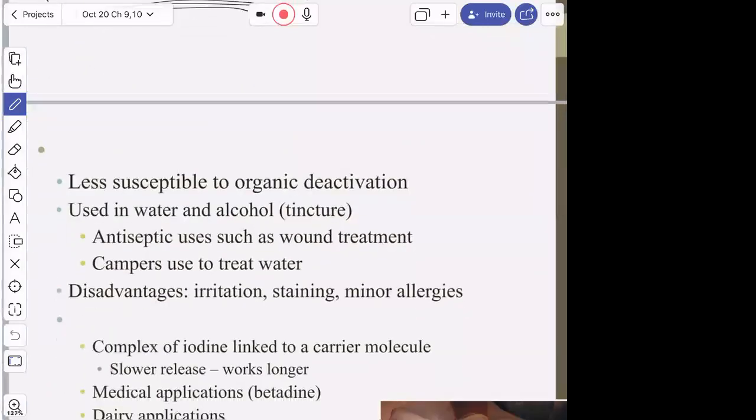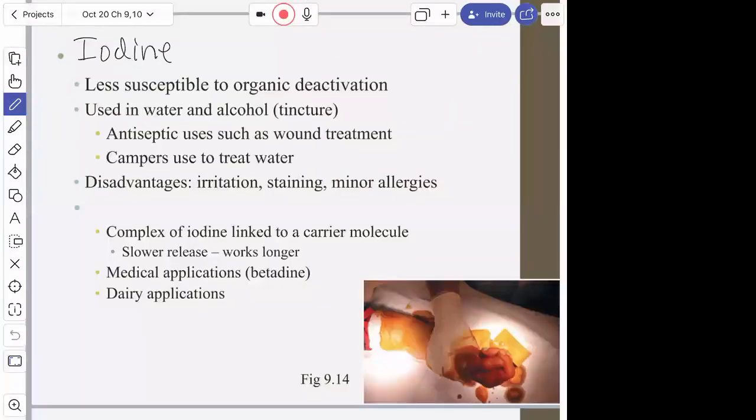All right, and then our next halogen, iodine. Not making you write quite as much today, just more kind of delivering information. And I was looking at my organization here. I realized that I didn't really tweak this slide as much as I would like to. I feel like this information is kind of disorganized, but bear with me here. What I want you to know about iodine, it's a little bit better when there are organic presents, so it's a little less susceptible to organic deactivation than bleach is.